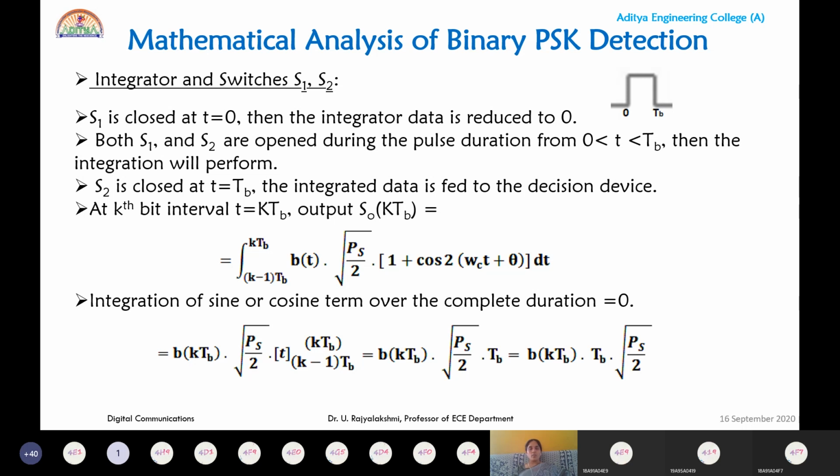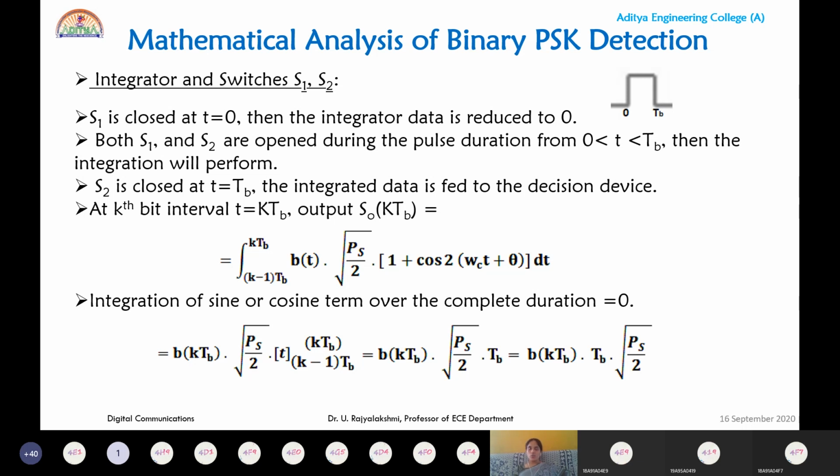Okay, and when S2 will be closed, you will close S2 at t equal to TB. Exactly at the bit duration TB, we will close the switch. Once the switch is closed, the integrated data will be fed to the decision device. When S1 is closed at t equal to 0, the integrated data is reduced to 0.